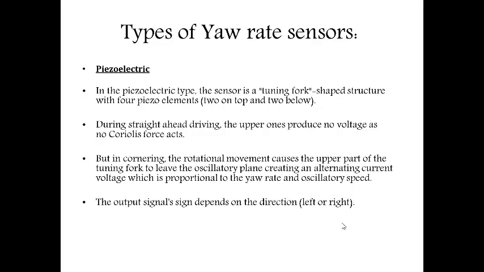But when cornering, the rotational movement causes the upper part of the tuning fork to leave the oscillatory plane, creating an alternating current voltage, which means when there is straight ahead driving, the upper tuning forks will be given a counter phase oscillation.